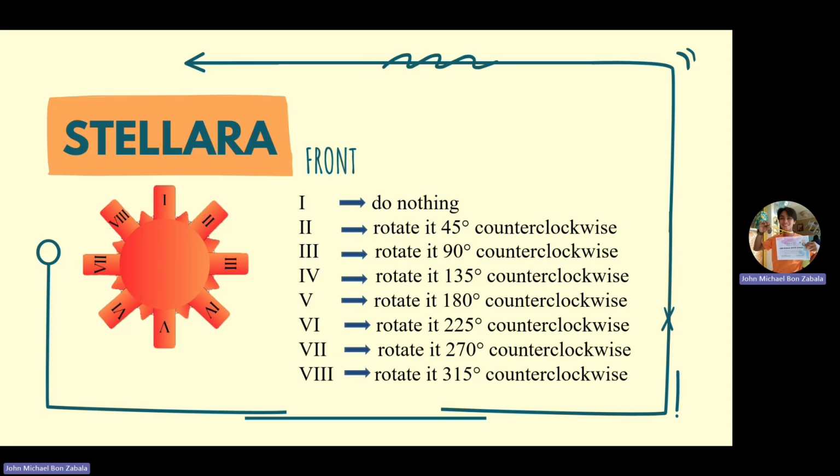The Roman numeral 5 means rotate it 180 degrees counterclockwise. The Roman numeral 6 means rotate it 225 degrees counterclockwise. The Roman numeral 7 means rotate it 270 degrees counterclockwise. And lastly, the Roman numeral 8 defines rotate it 315 degrees counterclockwise.